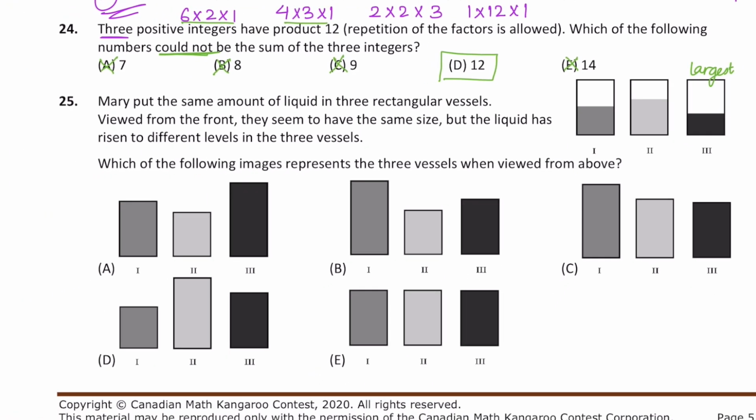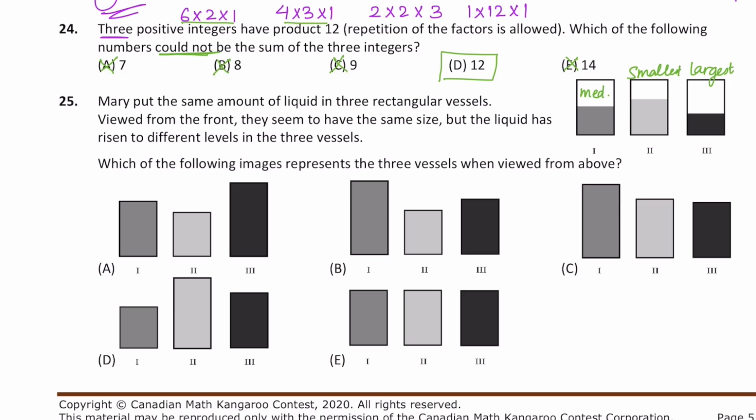The light gray one is the largest or the tallest over here. That means the vessel will be the smallest. And the first vessel is in between the black and the light gray one. That means the length of the first vessel is medium. The size of the first vessel is medium.